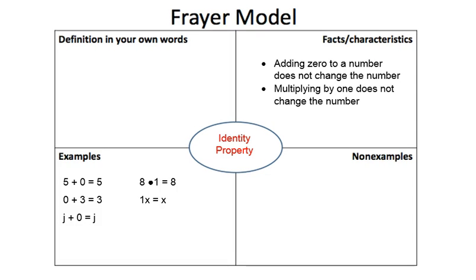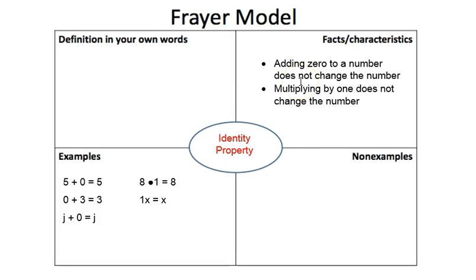All right, two characteristics that I said they had in common is that when adding 0 to a number, it does not change the number. So right here we have a 5, we added a 0, it's still a 5. We have a 3, we added a 0, it's still a 3. We use a variable, we add 0, and it's still the same variable j. And then when multiplying by 1, it also does not change the number. For example, 8 times 1 is still 8, and 1 times x is still x. So those are some characteristics I noticed about these examples. So I put that in this box.